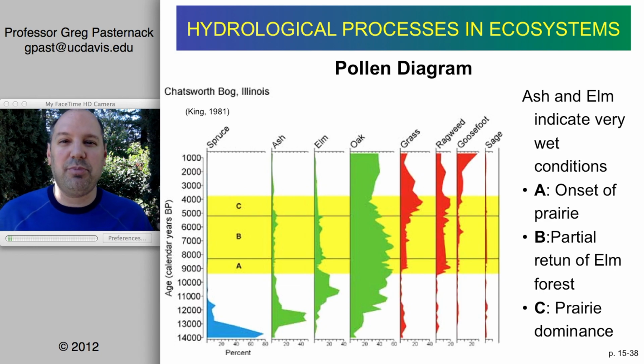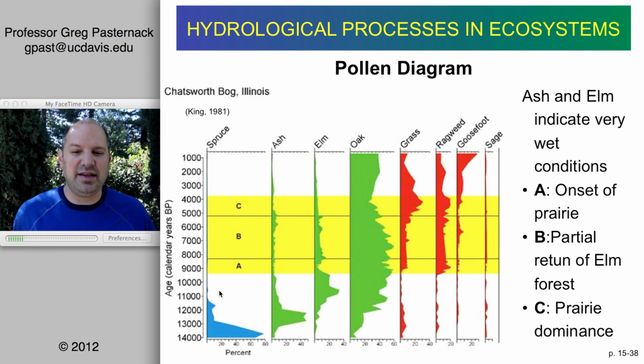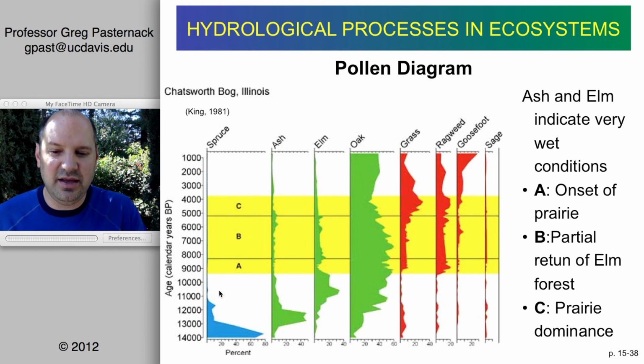And a bog is a perfect location where material is going to be accumulating and give us the history of what's happened in the watershed that's fed that bog. So on the y-axis is age, which means we're going down deeper and deeper into the sediment. And then the x-axis is the percent of pollen in the sediment that is from each individual species. Spruce, ash, elm, and oak being the trees, and then grass, ragweed pollen, and others.